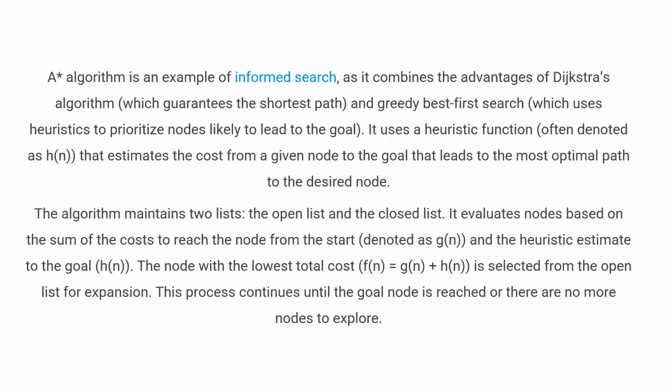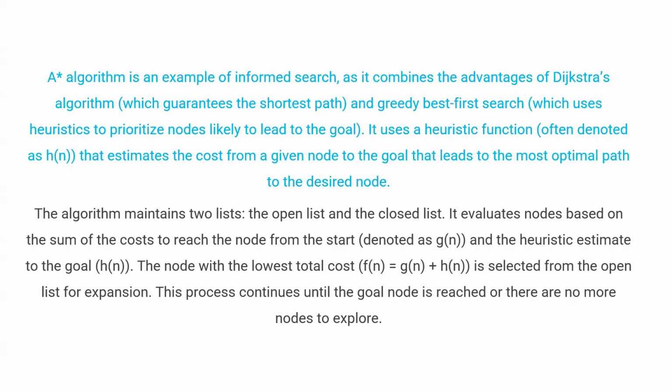The A-star algorithm is an example of informed search as it combines the advantages of Dijkstra's algorithm, which guarantees the shortest path, and greedy best first search, which uses the heuristic to prioritize nodes likely to lead to the goal. It uses a heuristic function, often denoted as h of n, that estimates the cost from a given node to a goal node, so as to lead to the most optimal path to the desired node.